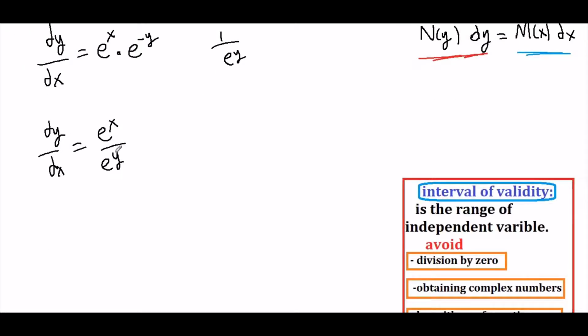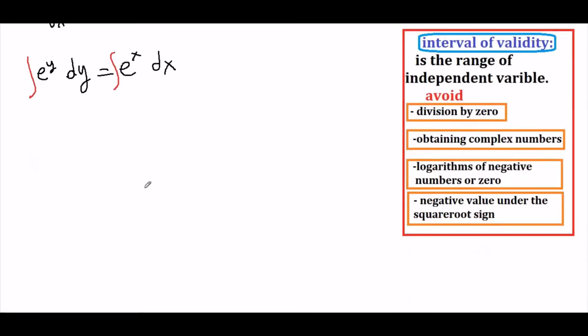Now our second step is to cross multiply. So e^y dy equals e^x dx. Our differential equation is totally separated: our x term is on one side, and our y term is on the other side. Now we can integrate both sides of the equation. The antiderivative of e^y is e^y, and the antiderivative of e^x is e^x, and we add c on the x variable side. This is our implicit solution.